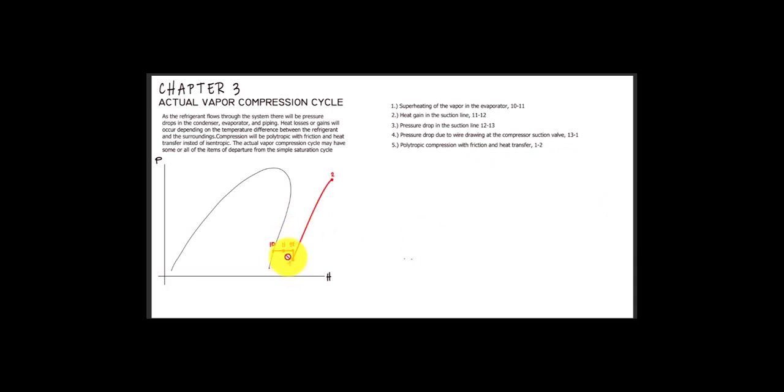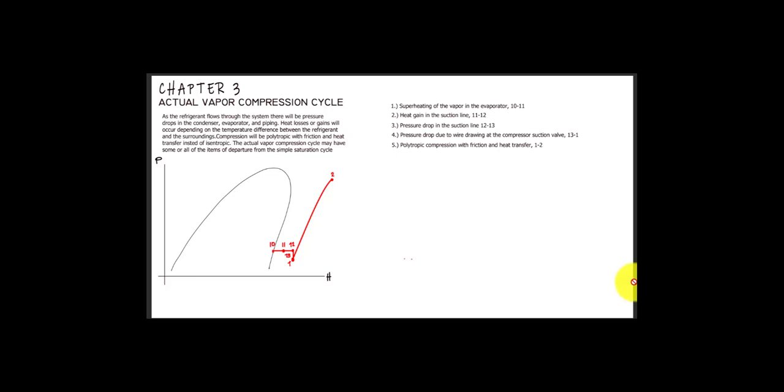Then next we have number 5, the polytropic compression with friction and heat transfer, 1 to 2. So we have here the polytropic compression. Usually in our compressor, as you compress, you will be rejecting heat, and at the same time it also has heat transfer to the environment. So that will be the actual, no?